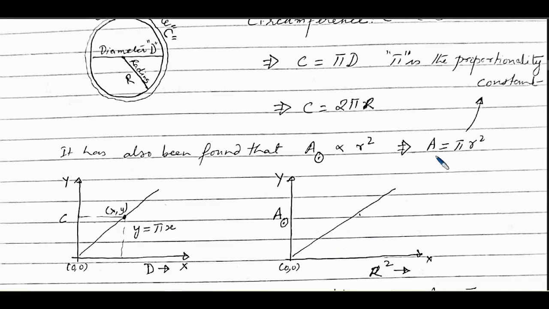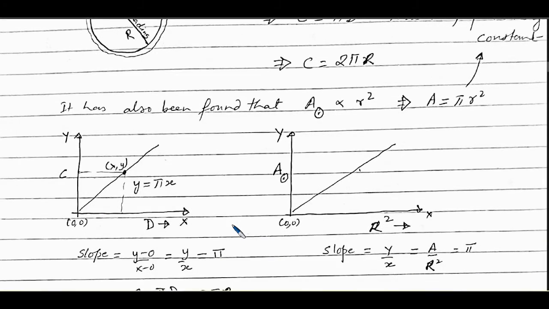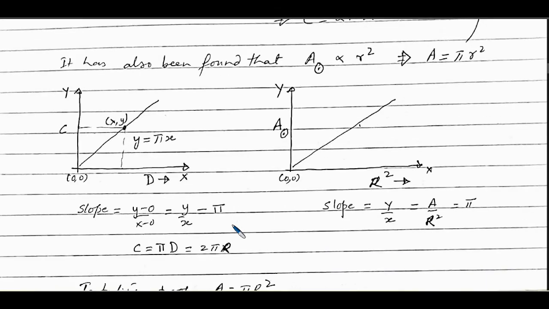Okay, so area is equal to pi r square because it is proportional to r square and the proportionality constant is pi. Okay, the value of pi obtained from here or the value of pi obtained from here will be the same. Roughly speaking, it is 3.14 or you write 22/7, but we'll come to all these things in a higher class. So as I said, what is slope?